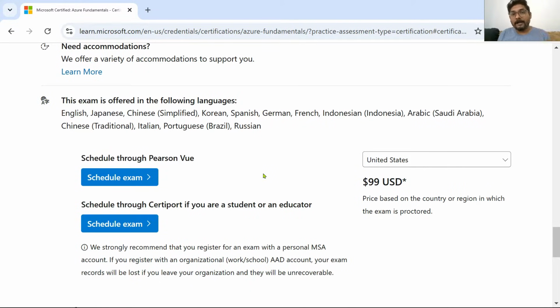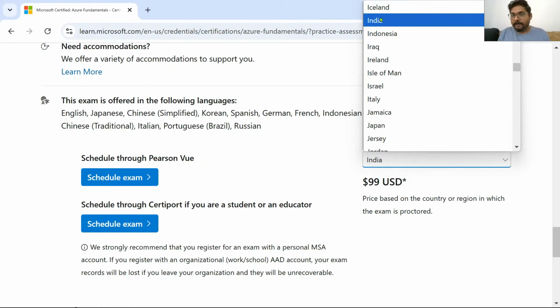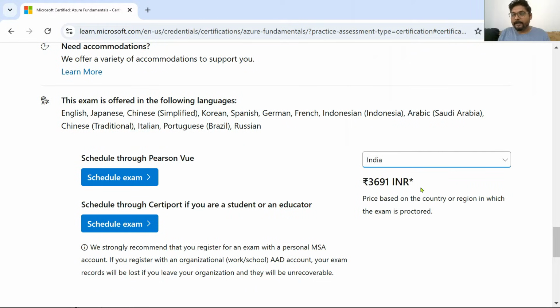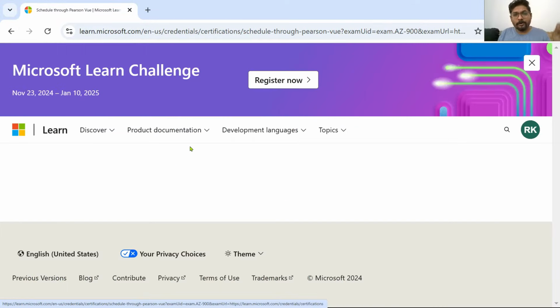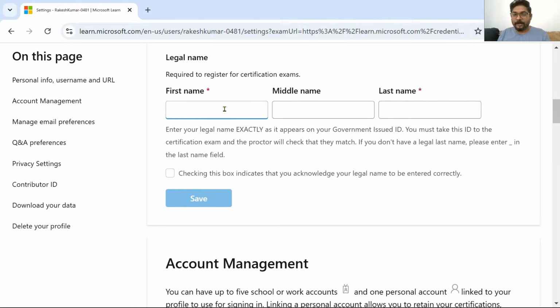The important part is also cost. The cost is 99 USD. In case you would like to see the cost for your own country, for example, here I'm selecting India, it is somewhere around 3691 INR. And all you have to do is simply click on schedule exam and go through the set of questions that the page would ask for, like first name, last name, your details. So basically this is your end-to-end process: prepare, practice and schedule your exam.